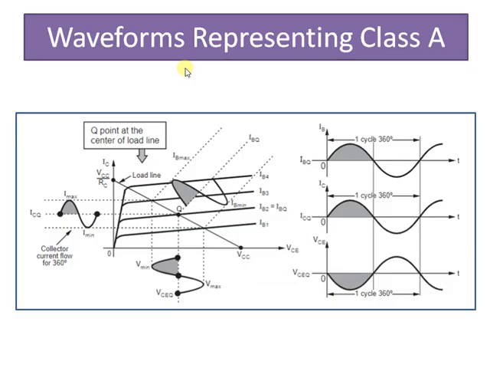If I have to represent the Class A considering the quiescent point on the DC load line, you can see that in the Class A power amplifiers, the quiescent point is located at the center of the DC load line. So the output signal varies for a full cycle of the input voltage. You can see that the input voltage is given, and this is the output current, represented as IC, and the variation is for the complete cycle, that is 360 degrees.